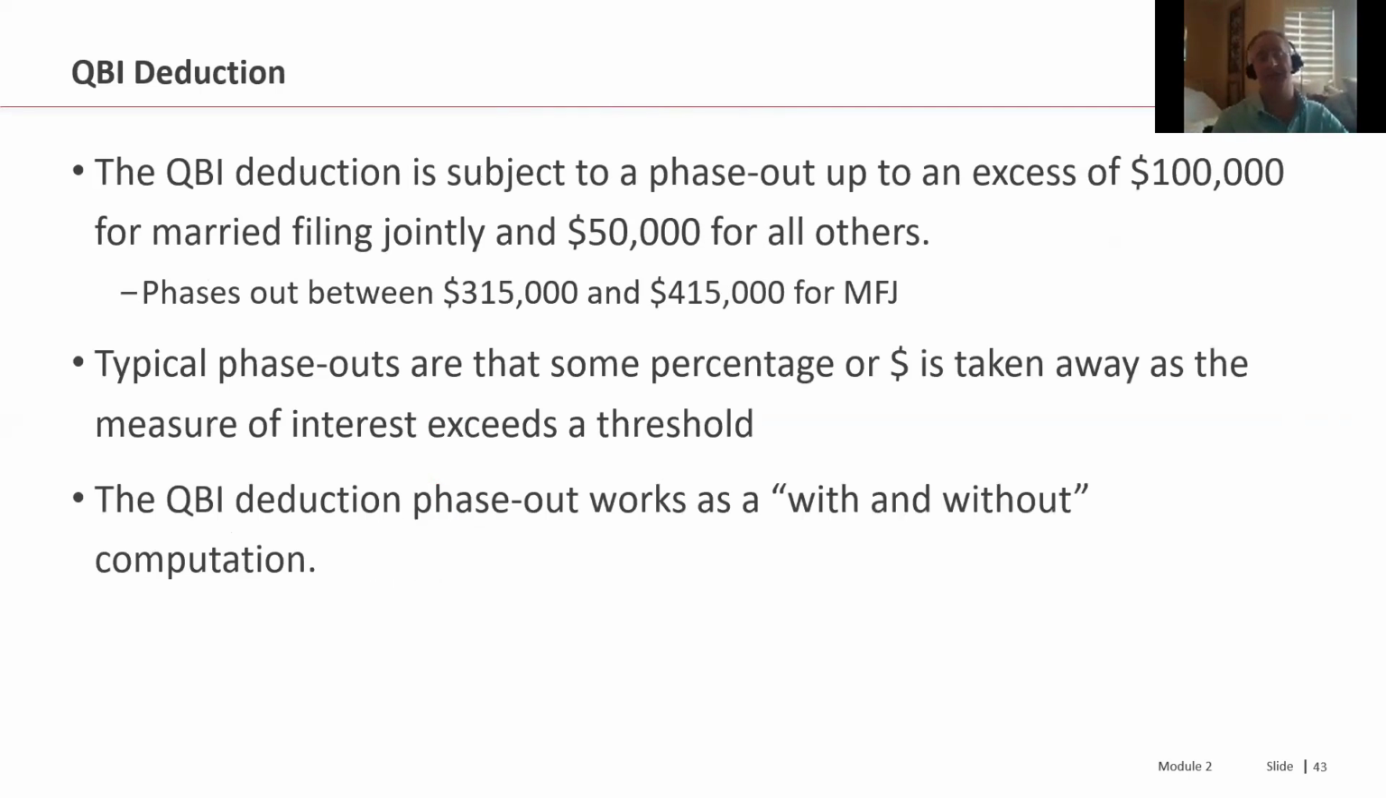Okay, so now we've determined that we're subject to this phase out. How do we calculate it? So the QBI deduction is subject to a phase out up to an excess of 100,000 for married filing jointly and 50,000 for all others. So think of it as it's going to phase out between 315,000 and 415,000 for married filing jointly. This phase out does not work the same way as the Mr. and Mrs. H limitation phase out. The QBI deduction for this works as a with and without computation.